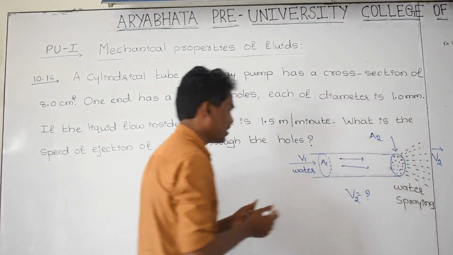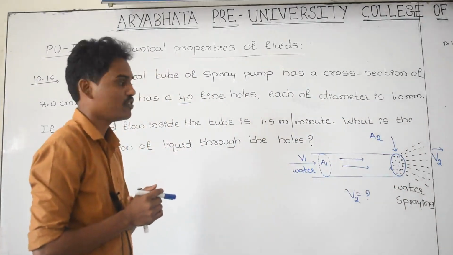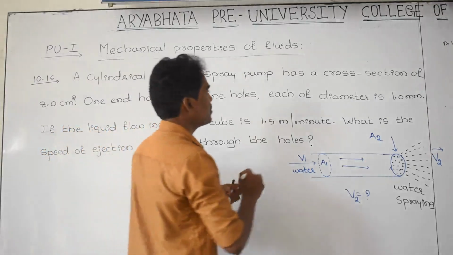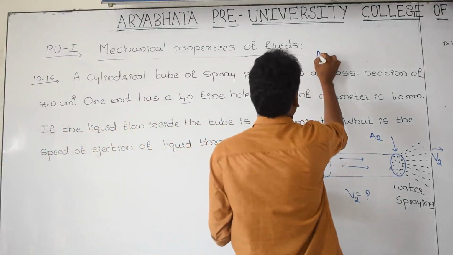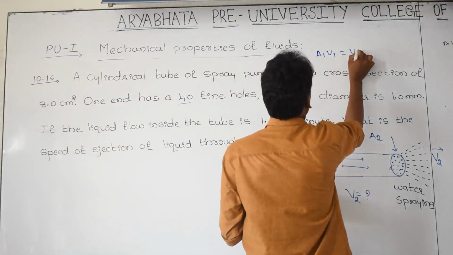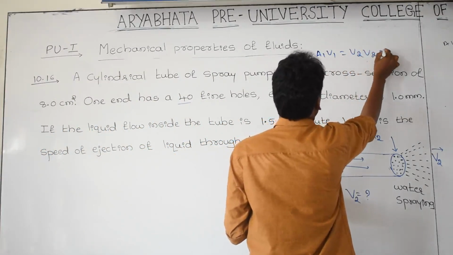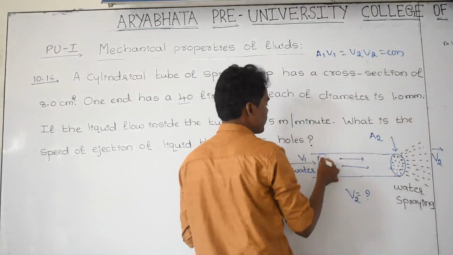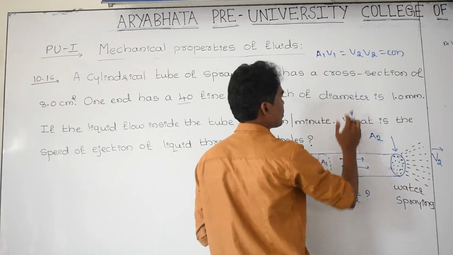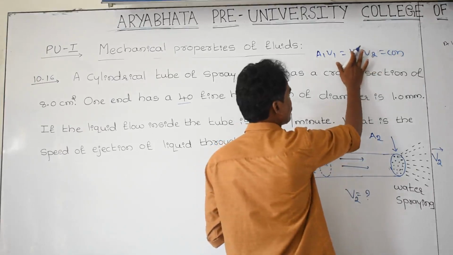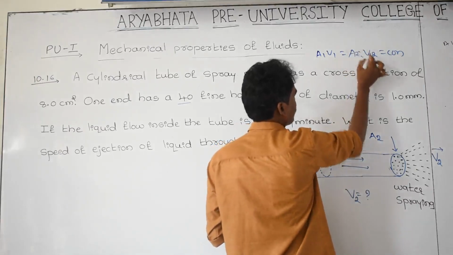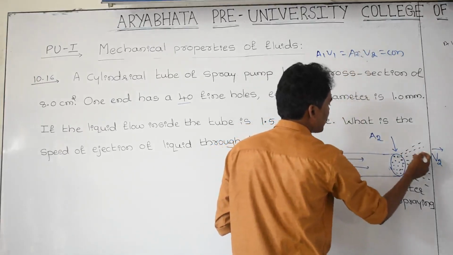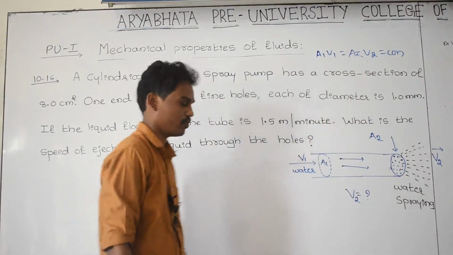Getting? You can apply the equation of continuity. As you know very well, the equation of continuity is A1 V1 is equal to A2 V2. This is equal to constant. A1 is the pipe area here. V1 is the speed of liquid inside the tube. A2 is the area of the pipe here. V2 is the spraying liquid speed. V2 you need to find out.